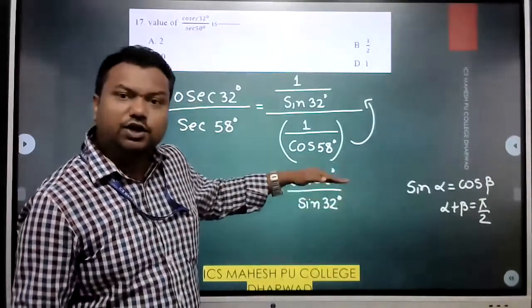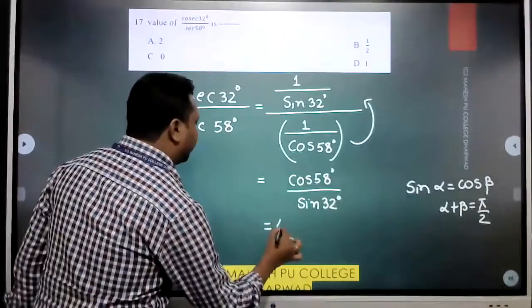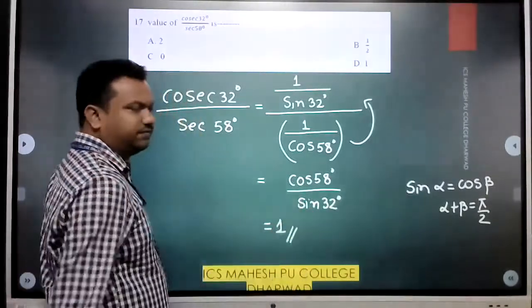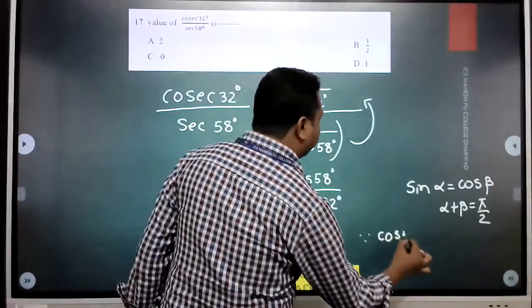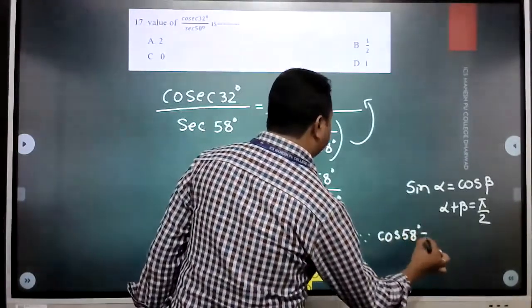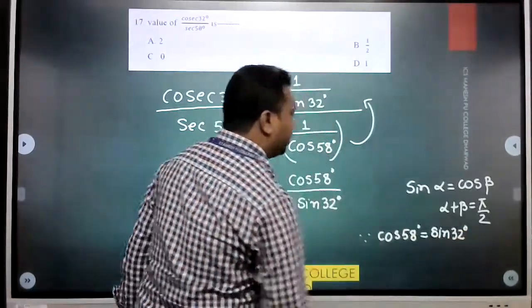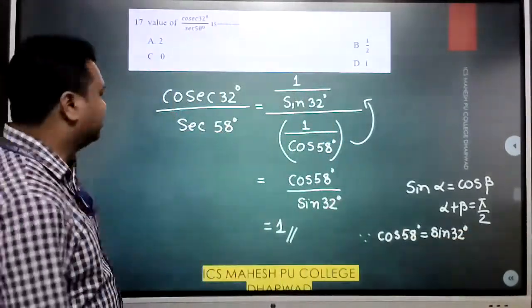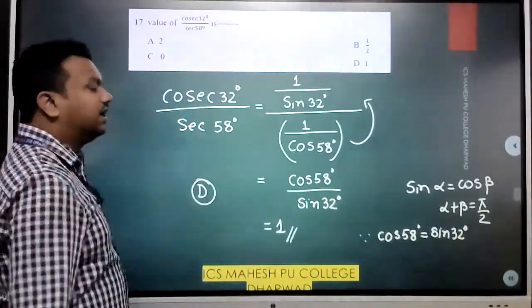Both are equal. Numerator has one answer, denominator has the same answer. Therefore, what should be your final answer in this case? 1. I repeat. Why? Because cos 58 degree must be equal to sine 32 degree. Again, from the previous concept. So I'll go with option D in this case. Option D is the right answer.